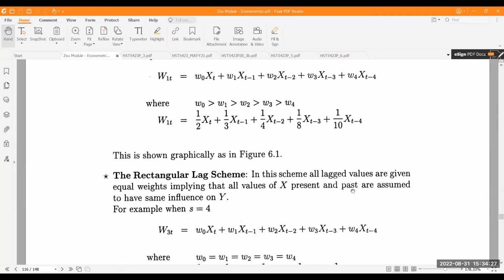Then we have another one called the rectangular lag scheme. As the name implies, rectangular. That means in the lag scheme, the weights are constant. They're the same. We are just giving equal weights to all the lags. So we have again our model W3T, W naught, W1. So W naught is equal to W1, is equal to W2, is equal to W3, is equal to W4. That's rectangular. If you consider our weights, they are the same. Constant. Okay. Next.